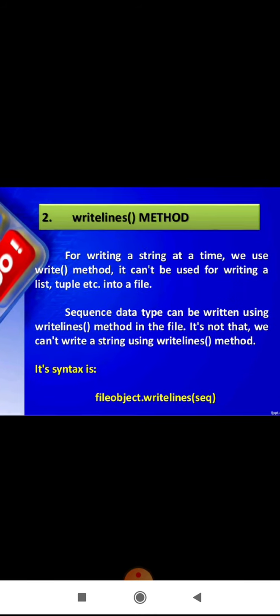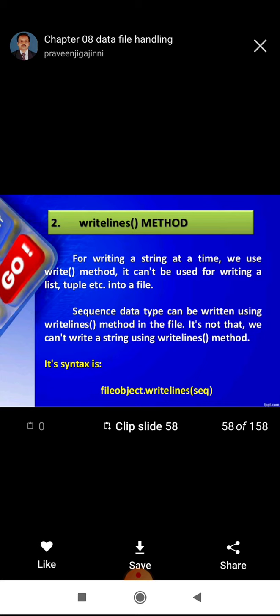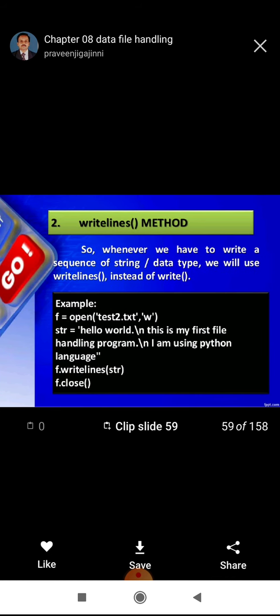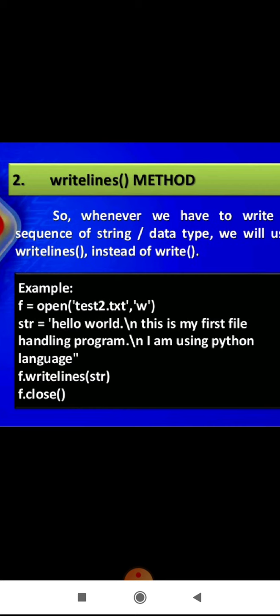Then the writelines method. For writing a string at a time we use the write method. It cannot be used for writing a list or tuple into a file. So sequence data types, just like list and tuples, can be written using writelines. Its syntax is file object dot writelines, then the sequence. So whenever we have to write a sequence of strings or data types, we will use writelines instead of write. So see, this is one example.